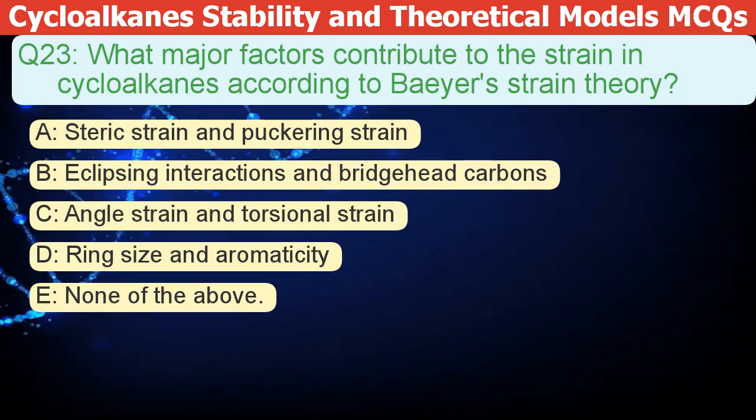What major factors contribute to the strain in cycloalkanes according to Bayer's strain theory? A. Steric strain and puckering strain. B. Eclipsing interactions and bridgehead carbons. C. Angle strain and torsional strain. D. Ring size and aromaticity. E. None of the above.